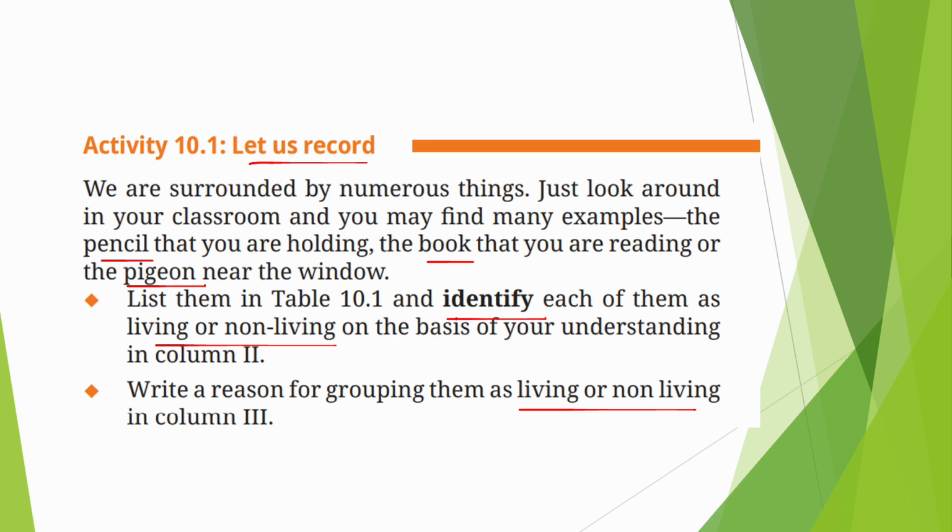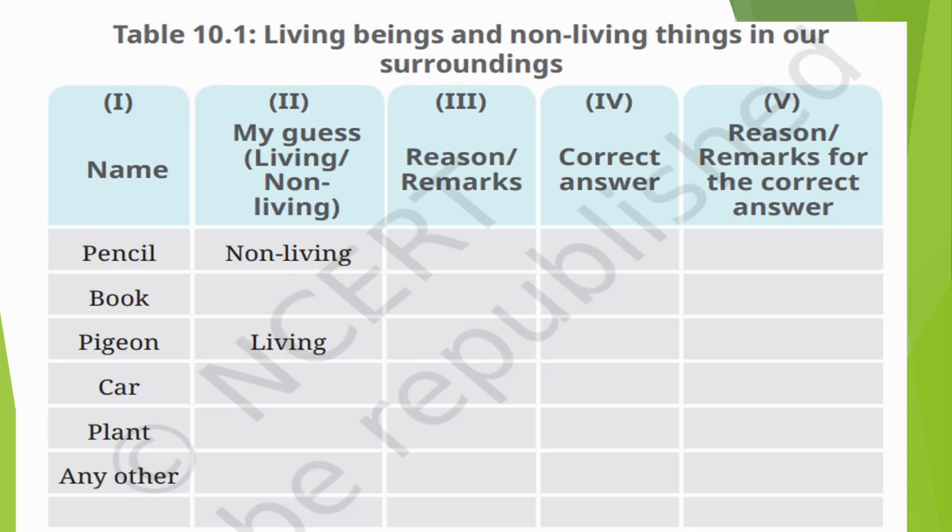We can do. See this table? Living beings and non-living things in our surroundings. In this table, there are 5 columns. See the name of the thing, then my guess, living or non-living, then what is the reason or remark, then correct answer, then reason or remarks for the correct answer.